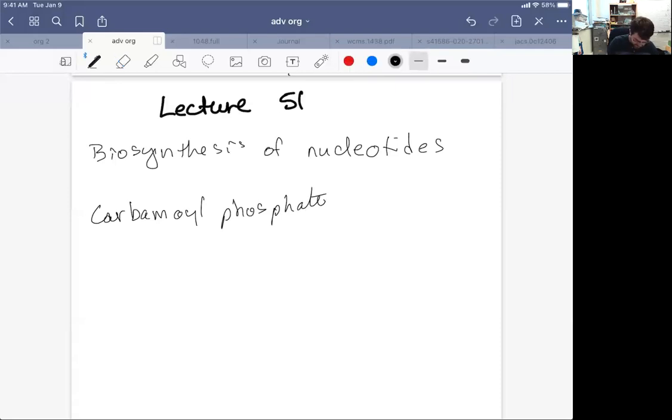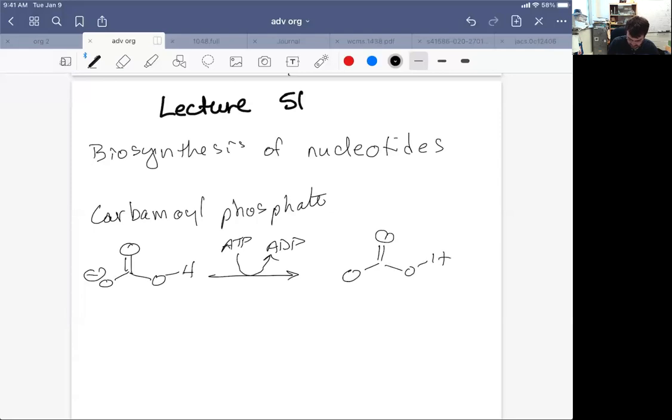So carbamyl phosphate begins with baking soda, or bicarbonate ion. I guess baking soda has the sodium salt, but anyway, we have CO2 adducting with water. And then what we're going to do is phosphorylate this with ATP. So that's going to introduce a phosphate at the O-. And now this acyl phosphate is going to be hyper-electrophilic at the carbonyl.